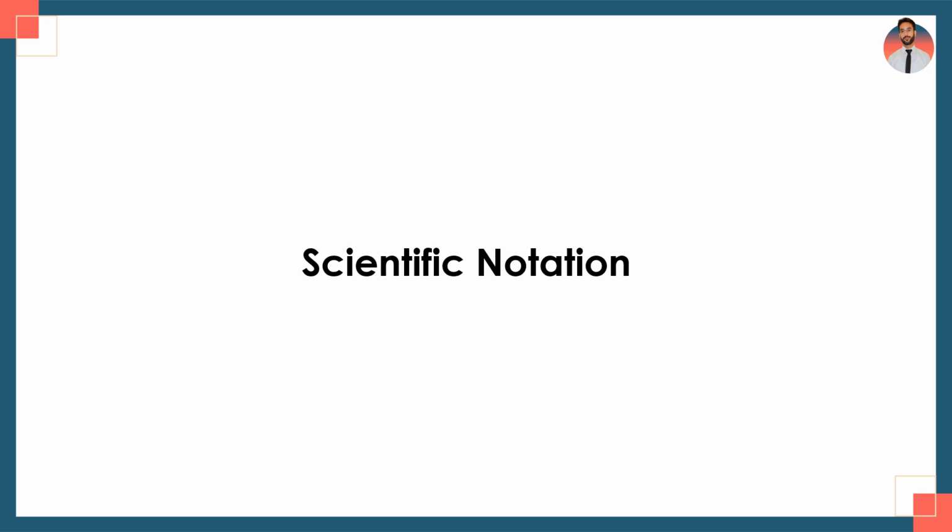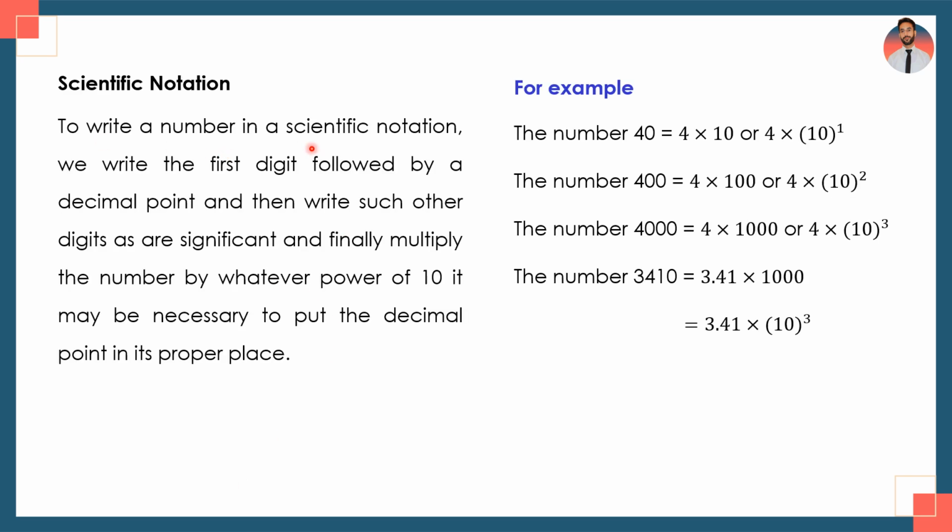Now students, I will discuss another topic, that is scientific notations. To write a number in scientific notation, we write the first digit followed by a decimal point, then write such other digits as are significant, and finally multiply the number by whatever power of 10 it may be necessary to put the decimal point in its proper place. In scientific notation, we write the number in powers of 10.